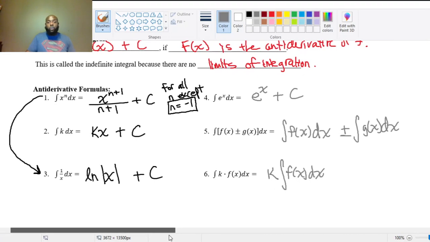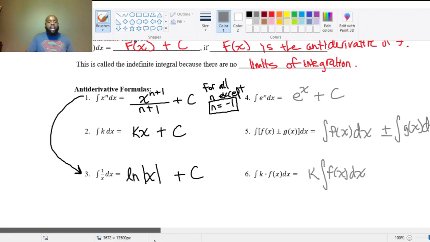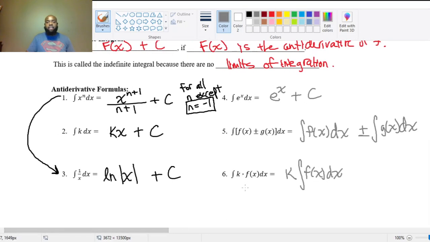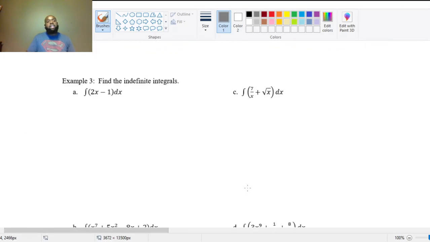And so these are the rules that we're going to cover so far, and let's look at some examples where we apply these rules here. And so example 3, we're going to start with this first example here. Find the indefinite integrals, right? When I have indefinite integrals, I'm going to end up with a function, right? If I were to add limits of integration, I'll be able to find a number, right?